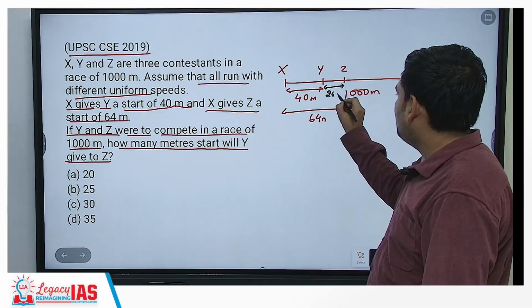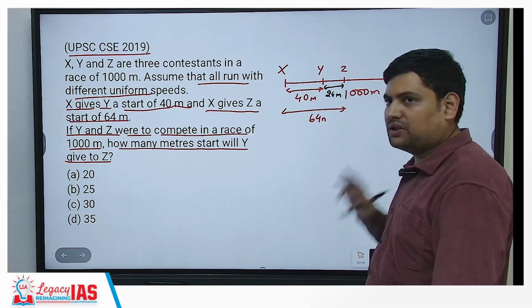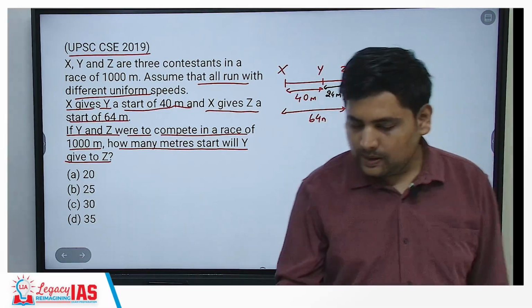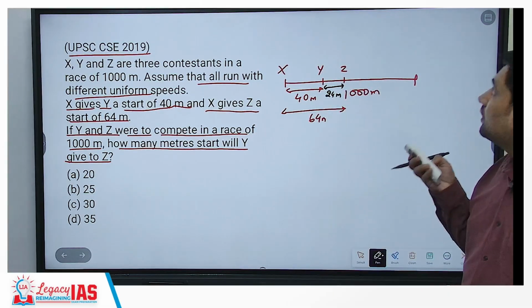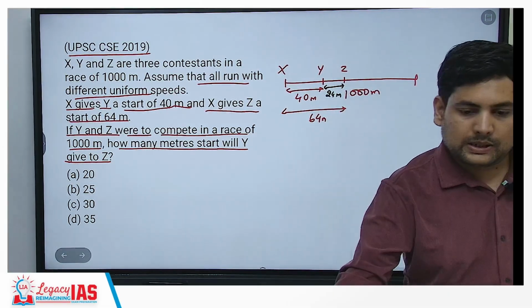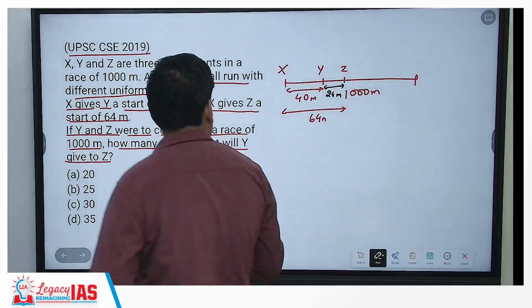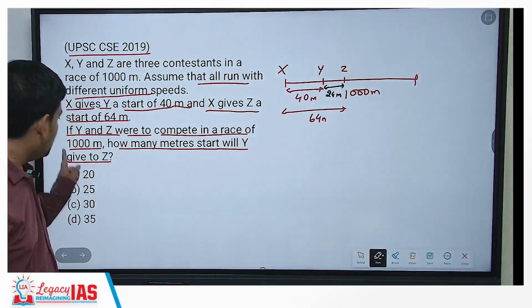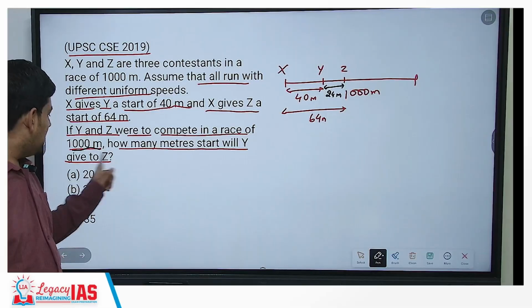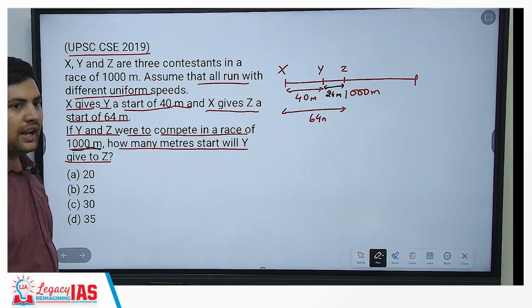This will be 24 meters. Correct? 40 plus 24 is equal to 64. Now once you get this, it says if Y and Z were to compete in a 1000 meter race, how many meters start should Y give to Z?